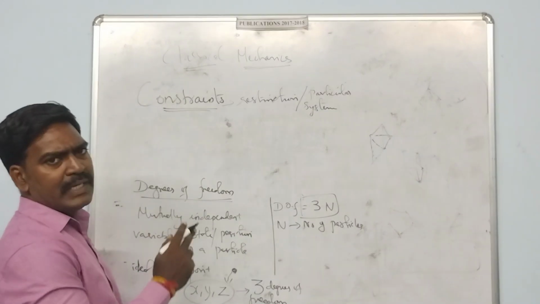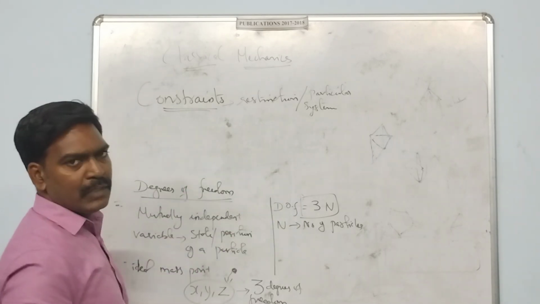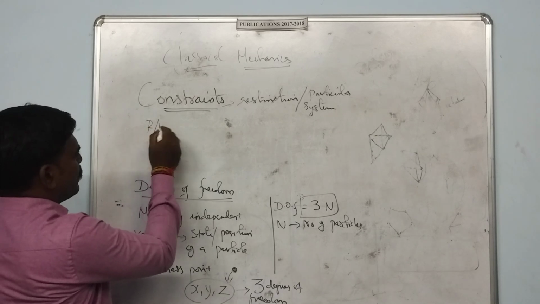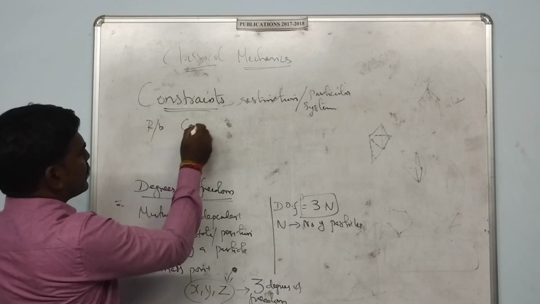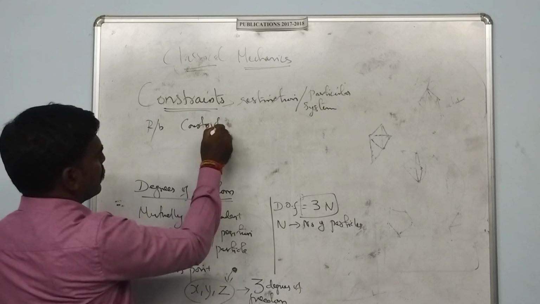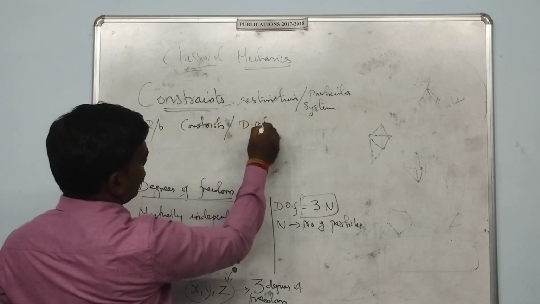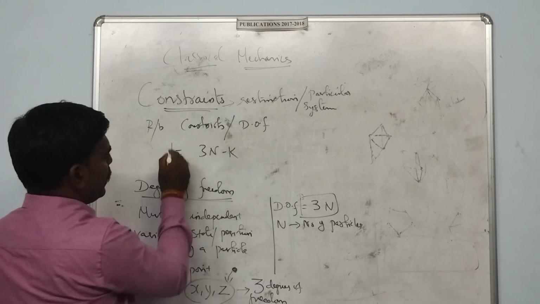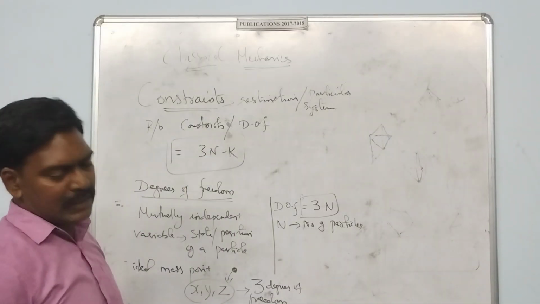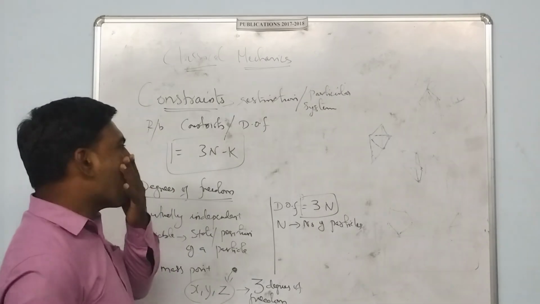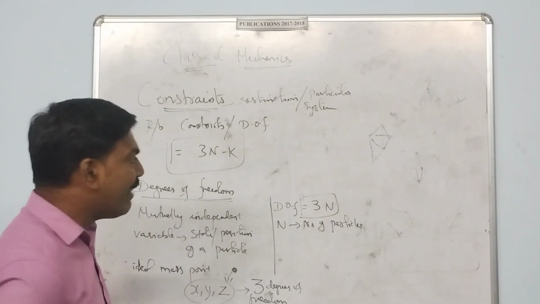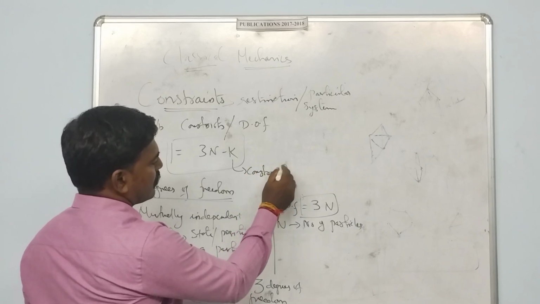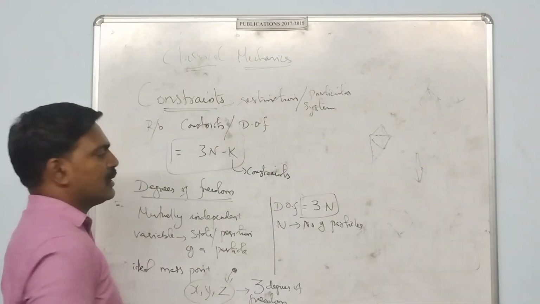There is a general equation connecting the constraints and the degrees of freedom: the degrees of freedom is equal to 3n minus k. This is the important relation, 3n minus k. This is the relation between the degrees of freedom and the constraints. Here k represents the constraints.